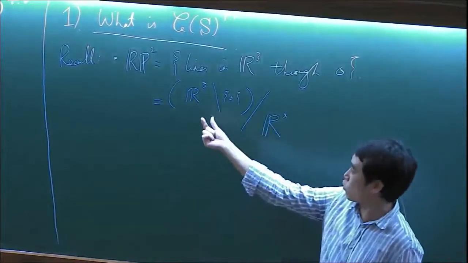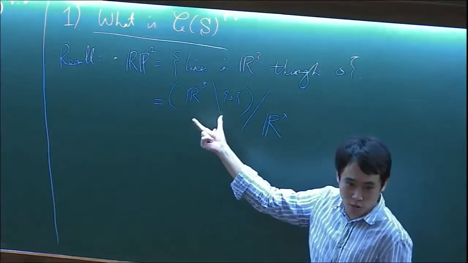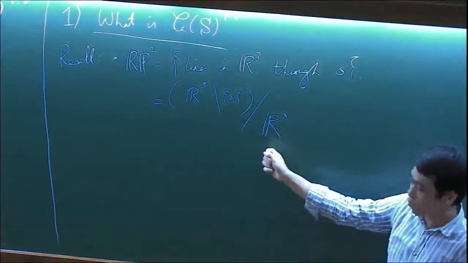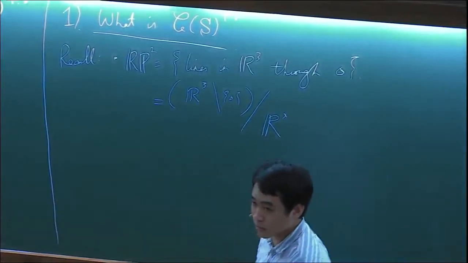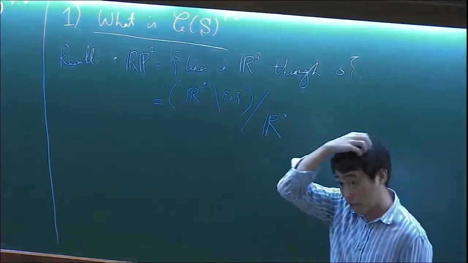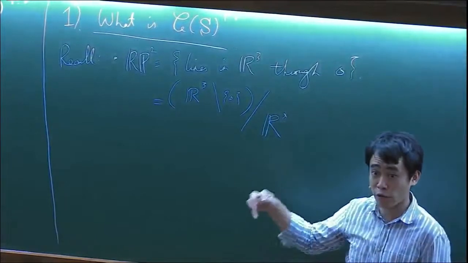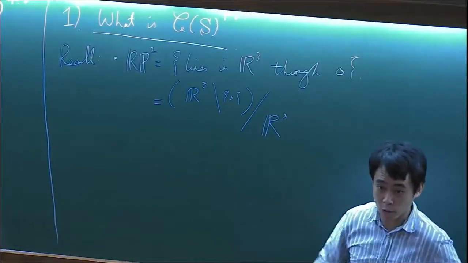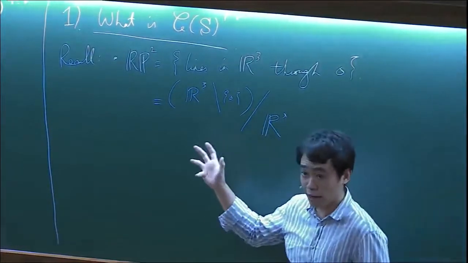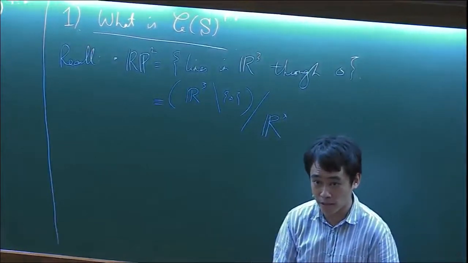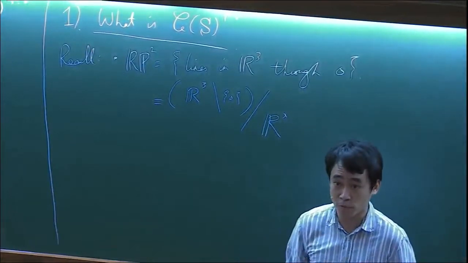You take the standard topology on R3, you take the subspace topology on R3 minus 0, and then you take the quotient topology here. But for us, RP2 is more than just a topological space. RP2 has geometry that we will be using, and we're going to follow Klein to describe the geometry on a space by its symmetry group.